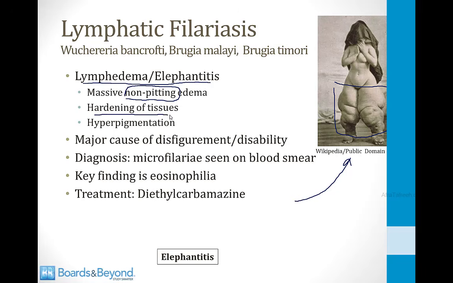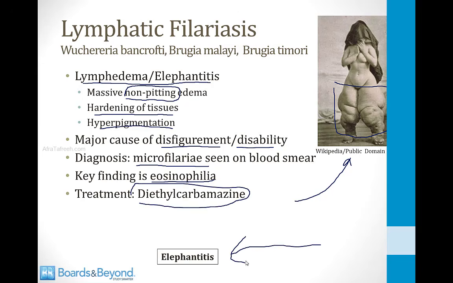The tissues will get hardened over time and they can become hyperpigmented. And the major problem here is disfigurement and disability. People can have trouble moving because their limbs are so disfigured. You can diagnose this by doing a blood smear and seeing the microfilariae. A key finding is eosinophilia, so someone who looks like this and has eosinophils in their blood smear definitely has filariasis. And you can also treat this with the drug diethylcarbamazine. And so the buzzword here is just to remember elephantiasis. When you hear the term filariasis or you hear any of these helminths mentioned, think of the person in this picture here to remember the symptoms that it causes.